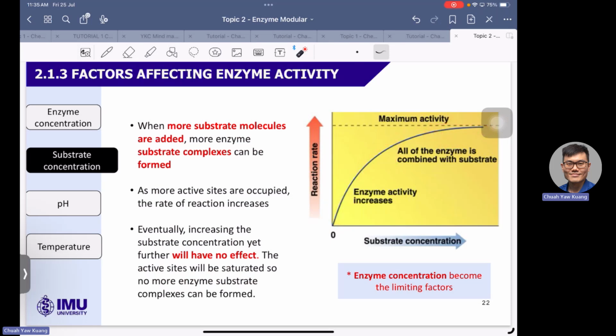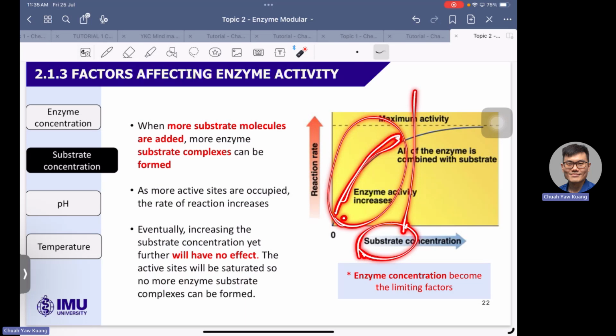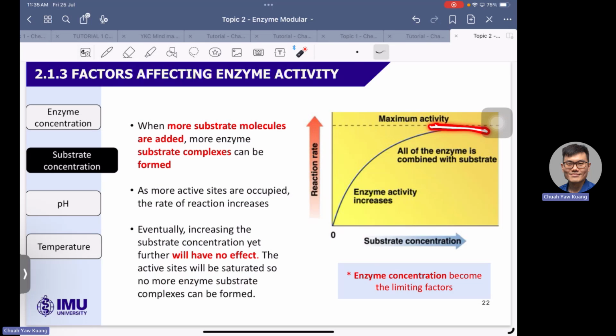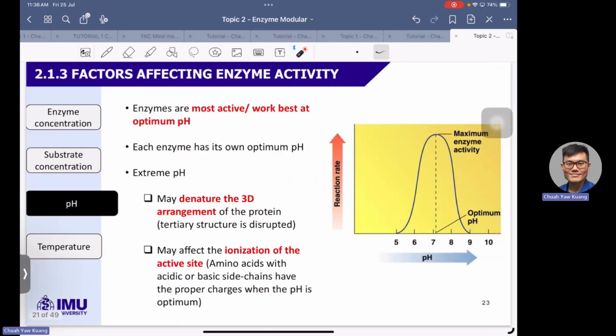Okay, then the last one. What is the limiting factor? Same thing, we look at the graph here. What is the limiting factor here? At any of the points here, the limiting factor will be substrate concentration. And at any point after that, the limiting factor will be enzyme concentration. All right, so that would be substrate concentration.